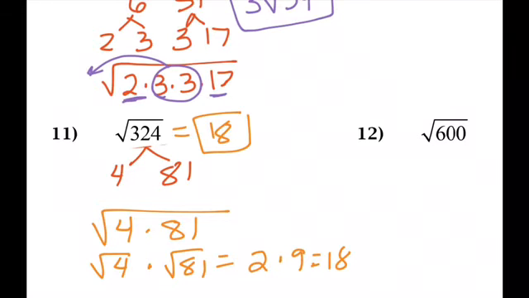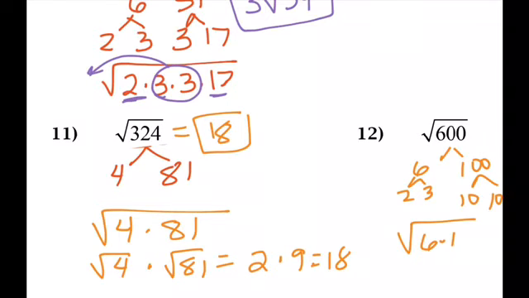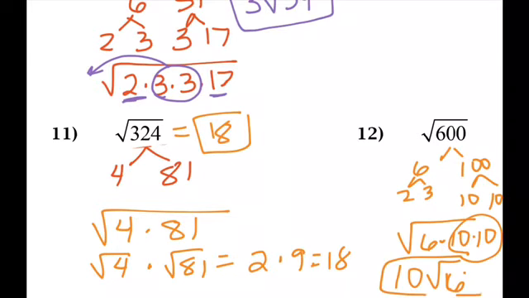Number 12, 600 is 6 times 100. 100 is 10 times 10. I'm going to stop right there because I can say 6, well, okay, 6 is 2 times 3, and so I know that that's not going to have any pairs of anything that are going to come out. So I'm just going to put them back together into a 6. And then 10 times 10, I take out a pair of 10's, so 10 square root 6 is my answer for number 12.